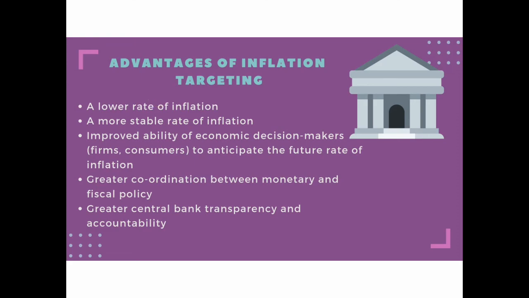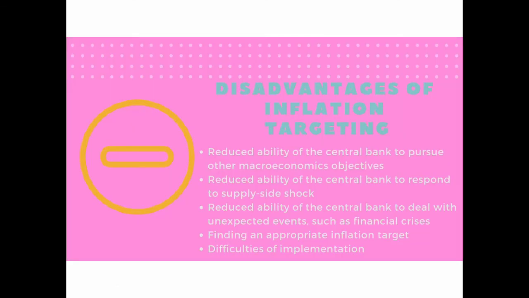As you can see, when the government does inflation targeting, it will achieve the macroeconomic objective, which is a lower and more stable rate of inflation, and also improve the ability of economic decision makers, such as firms and consumers, to anticipate the future rate of inflation. It will also give greater coordination between monetary and fiscal policy. And lastly, greater central bank transparency and accountability.